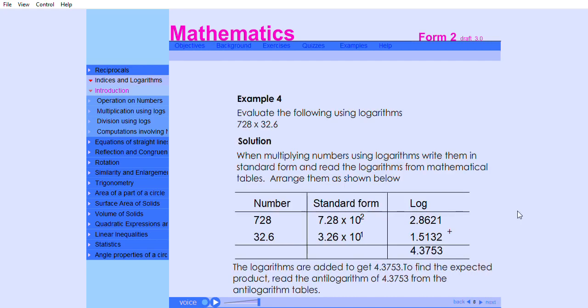Example 4. Evaluate the following using logarithms. 728 multiplied by 32.6. Solution. When multiplying numbers using logarithms, write them in standard form and read the logarithms from the mathematical tables. Arrange them as shown below. The logarithms are added to get 4.3753 from the anti-logarithm tables.